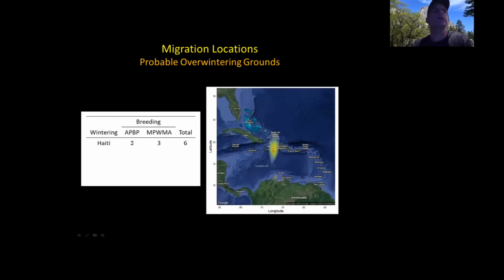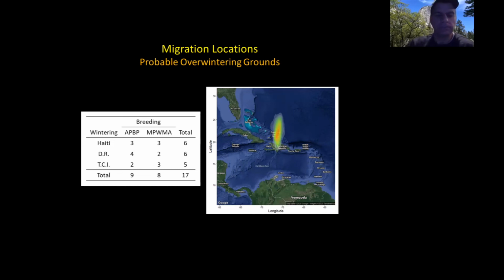So here you can see, from Pine Bush, 3 of our birds were in Haiti. Montague had 3 of their birds in Haiti. So a total of 6 of the 16 birds that we had data on were in Haiti. 4 of them occurred in the Dominican Republic from Pine Bush. 2 of the birds from Montague wound up in the Dominican Republic.